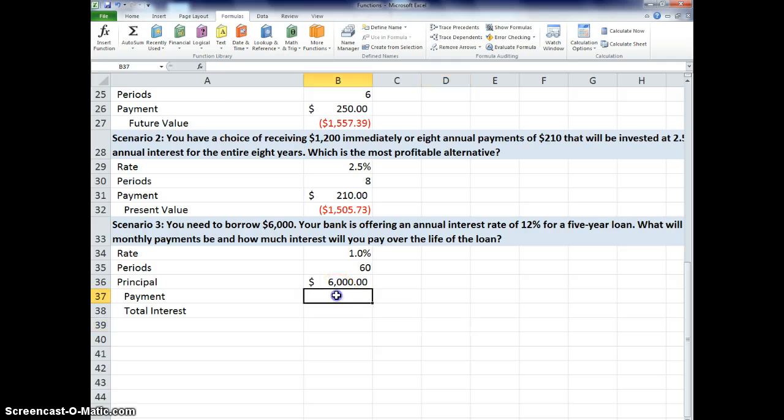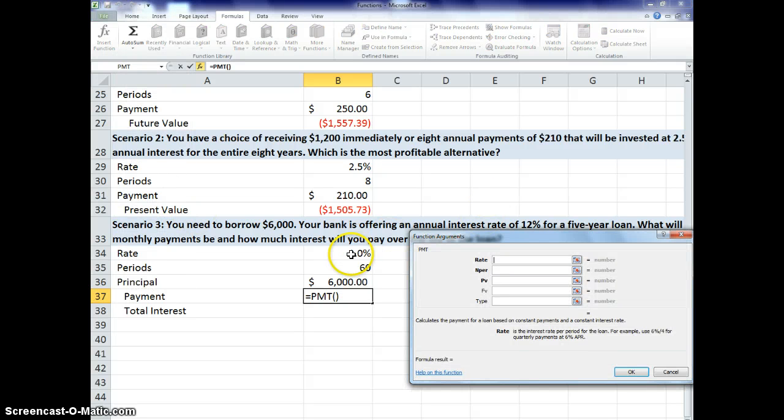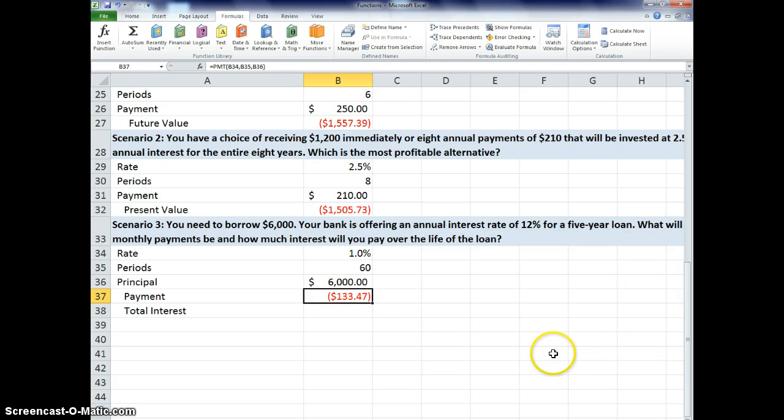All right, start over. Financial, payment, just plain payment. Rate, 1%. Number of periods, 60. Present value must not be 6,000. And okay. Oh, we got it. We'll have to pay. I don't know what I did. That's okay. Somebody's going to remind and say, oh, Miss Jackson, there it is. I bet they'll be in 6th or 7th period.